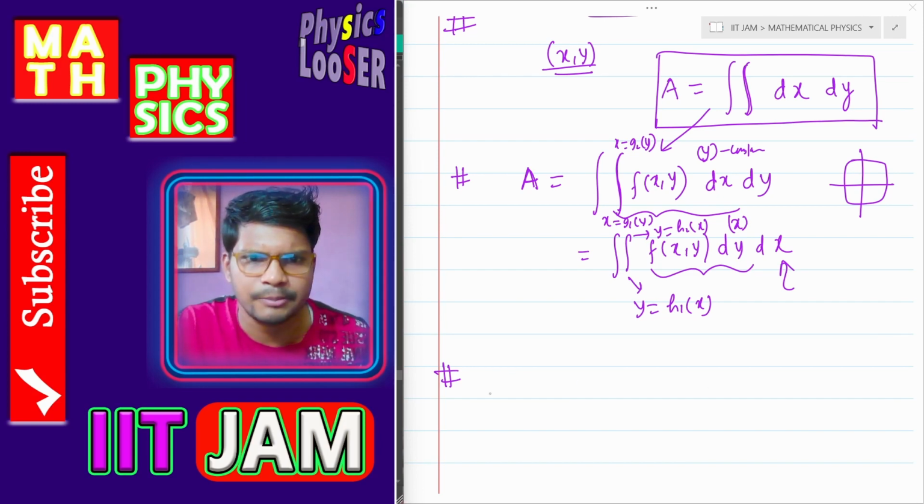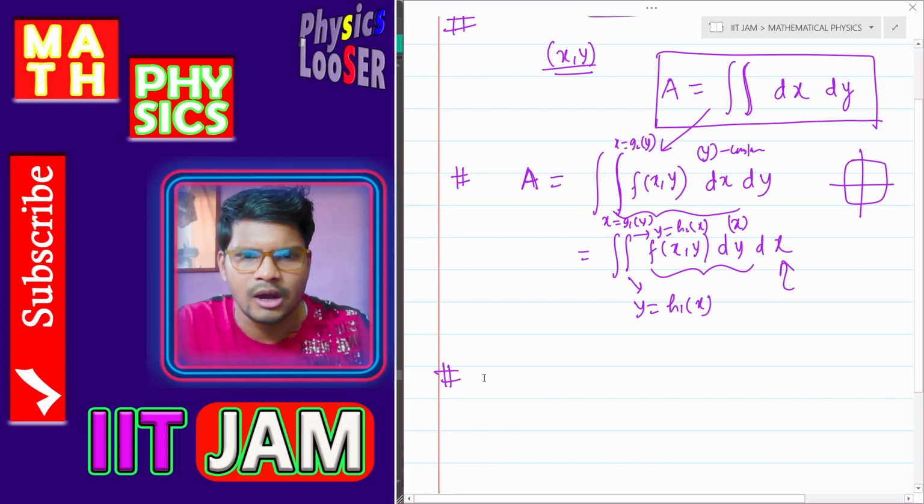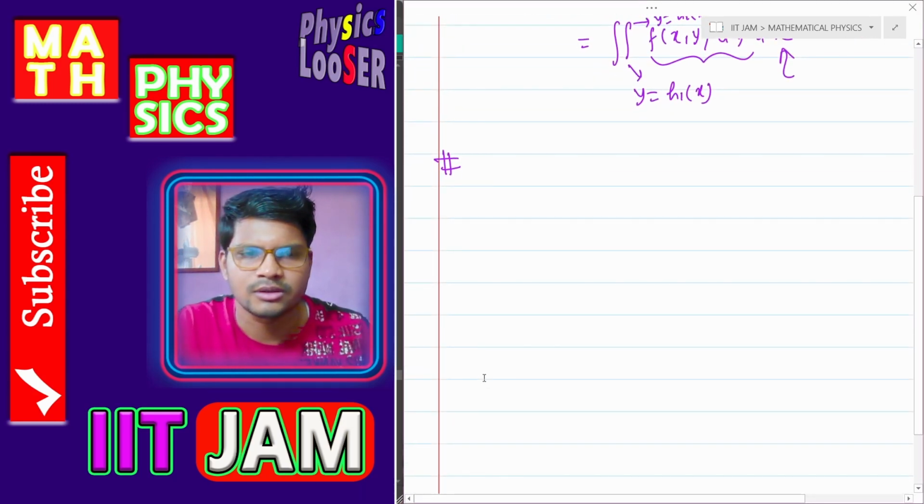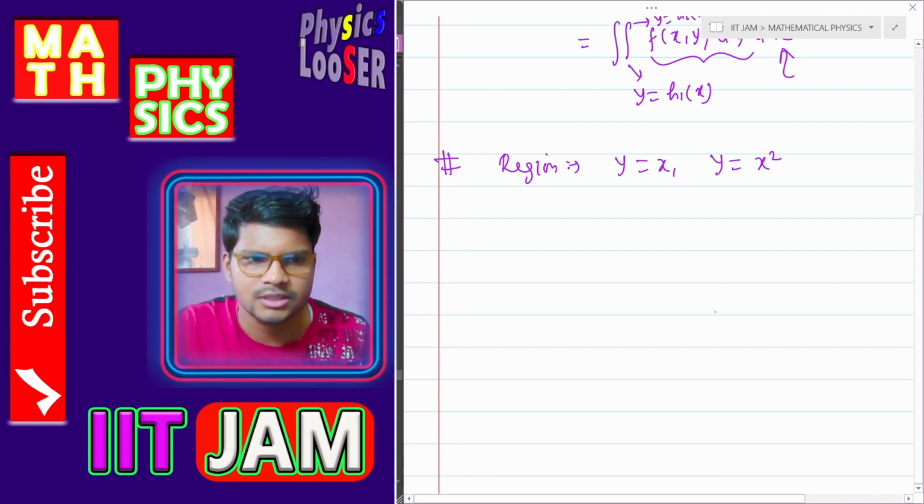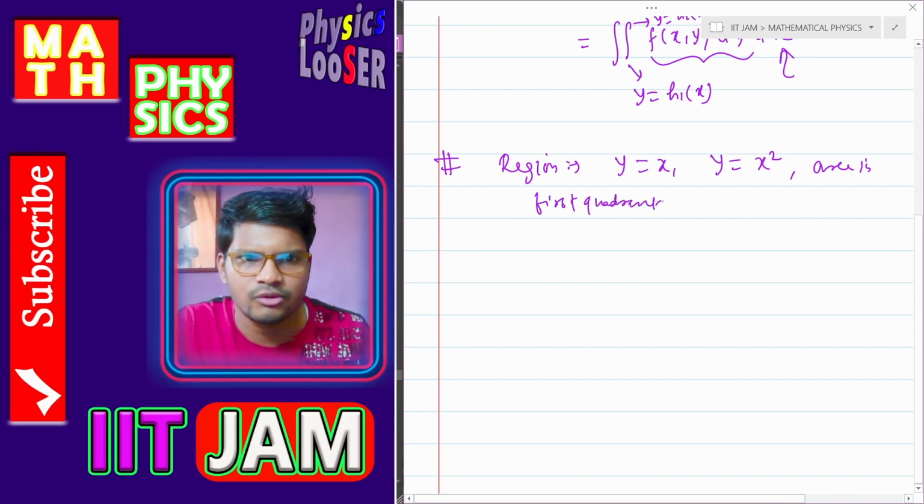Let's say that you are making some kind of region, and you want to find the area of this region. For an example, there is a region which is bounded by y equals x and y equals x square, which I have already discussed in the previous lecture. You have to find the area in the first quadrant. How are you going to do it?